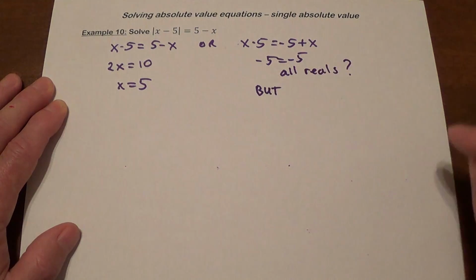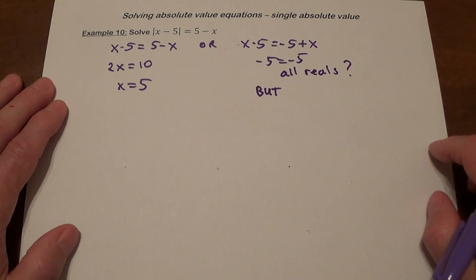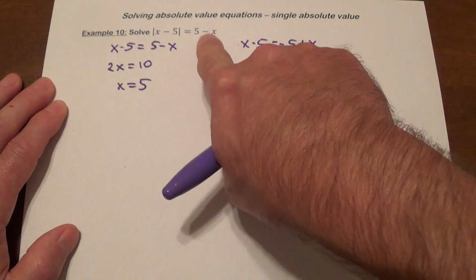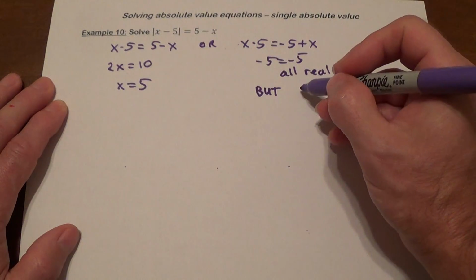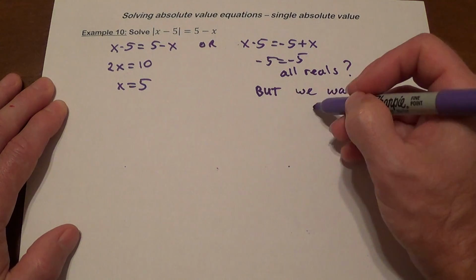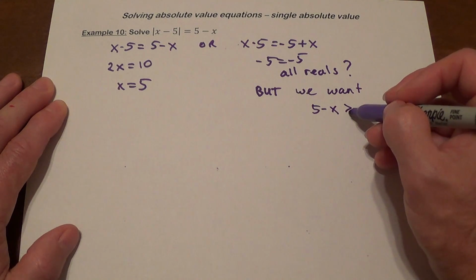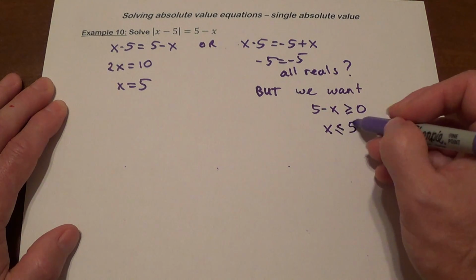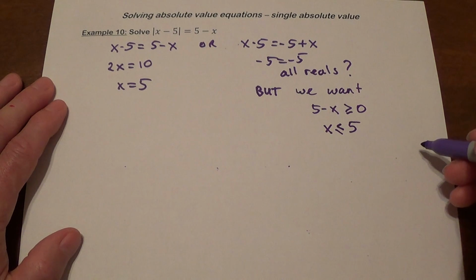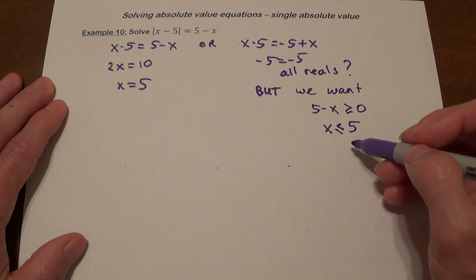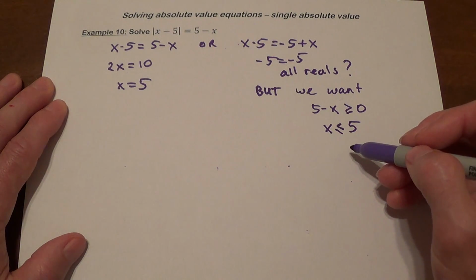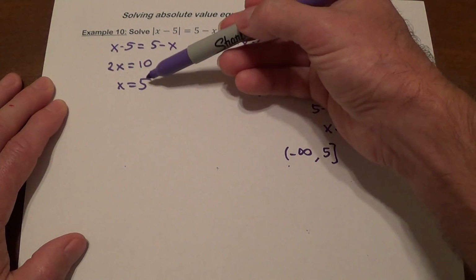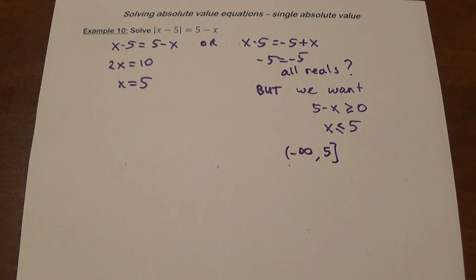But I want to remind you, when we wrote that, we want to make sure that 5 minus x, because we want this to equal that. If it's absolute value here, this quantity here must be positive. So we want 5 minus x to be greater than or equal to 0, which means x is going to be less than or equal to 5. So what does that mean? That means the solution here is going to be when x is less than or equal to 5, we're actually getting an inequality. So it's going to be from negative infinity to 5. And we already got 5 here and 5 here, so we only need it once. Alright, and that's it.